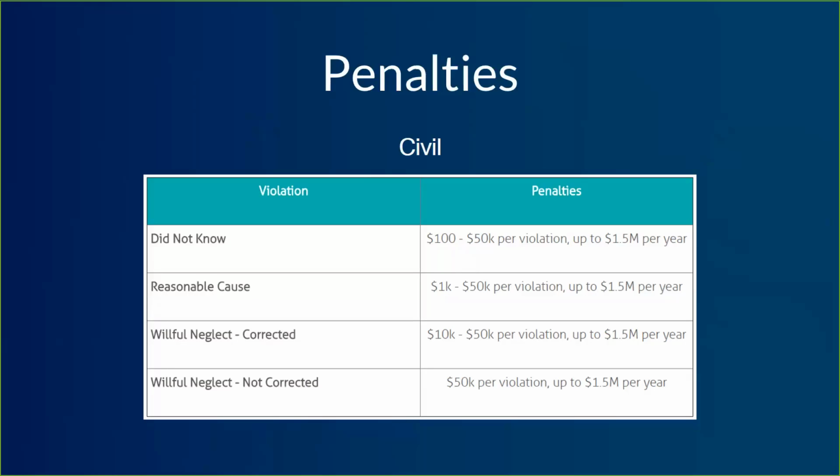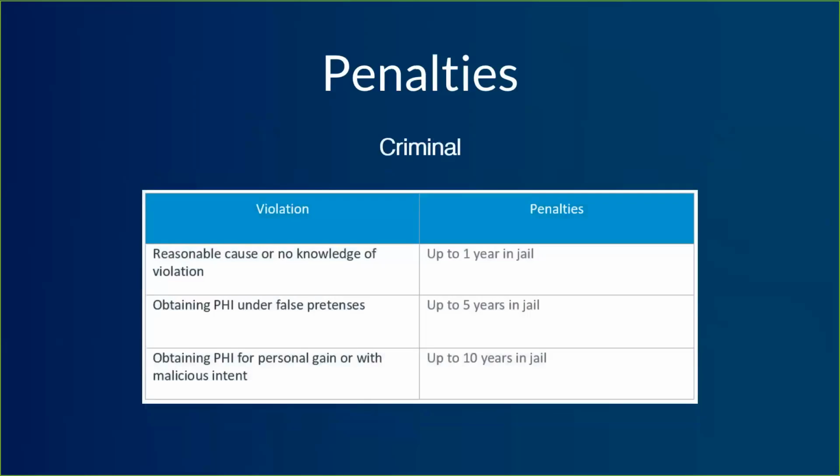Now, just in case you were wondering, there are criminal penalties as well. Because you can't exactly put the idea of an organization in jail, you would have to jail individuals. This is applied to individuals. So, the first category there is reasonable cause or no knowledge of the violation. So this is still kind of the first two categories on the previous slide combined. This one, the penalty is up to 1 year in jail. If you obtain PHI under false pretenses, you're looking at up to 5 years. And if you obtain PHI for personal gain or with malicious intent, that is up to 10 years.